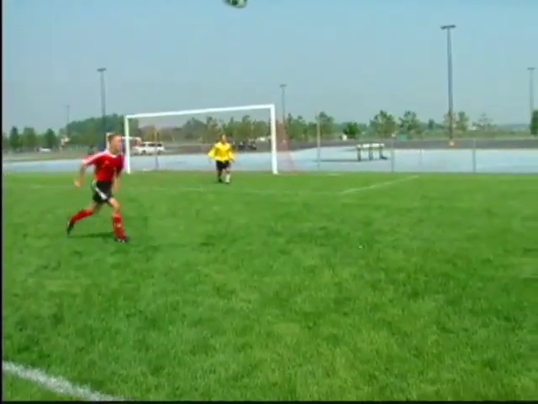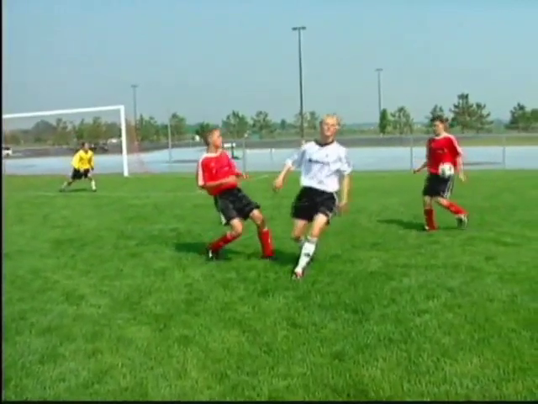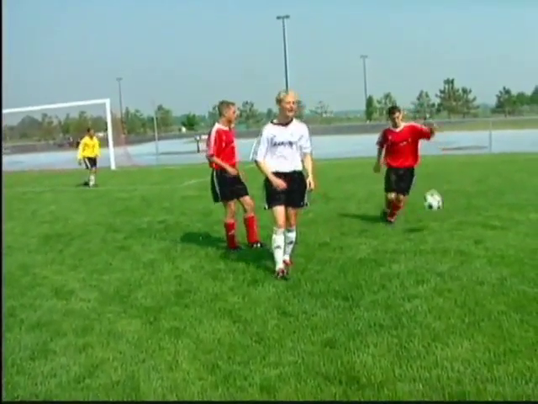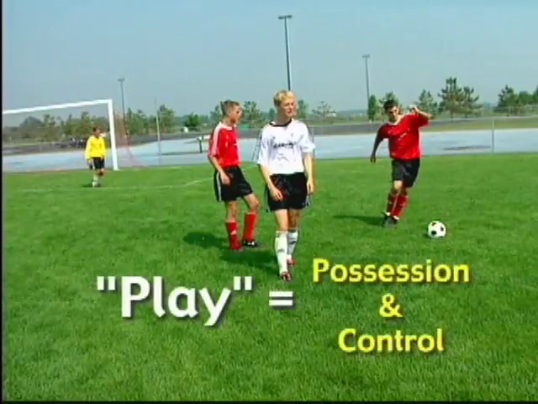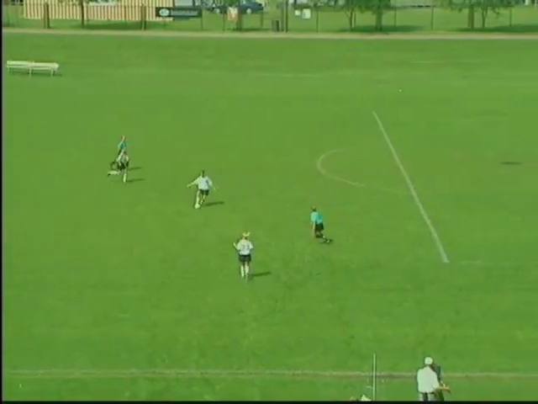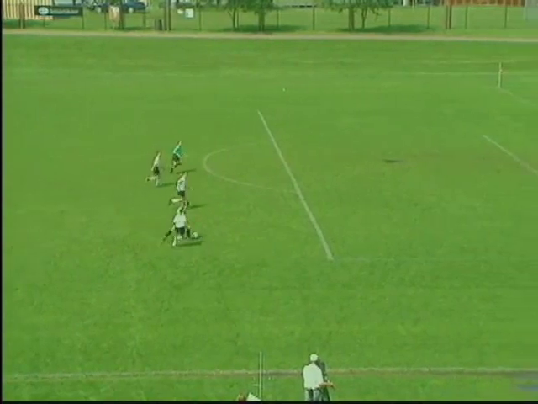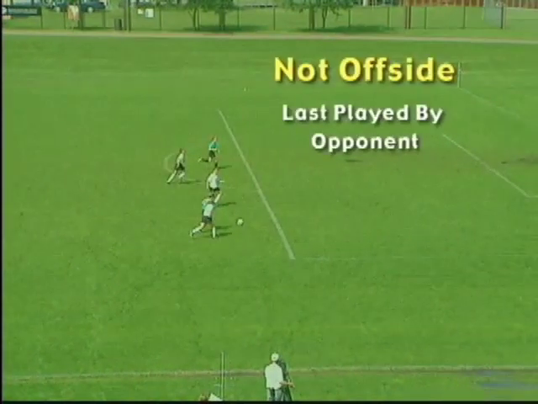One of the common myths of offside is that if a defender even touches the ball, the defender has played it. This is not the case. A deflection is not playing the ball. To play the ball, the defender must gain possession and control. The defender has clearly gained possession, passes the ball back to her teammate, and the attacker intercepts. This is not offside because the ball was last controlled and played by an opponent, not a teammate.